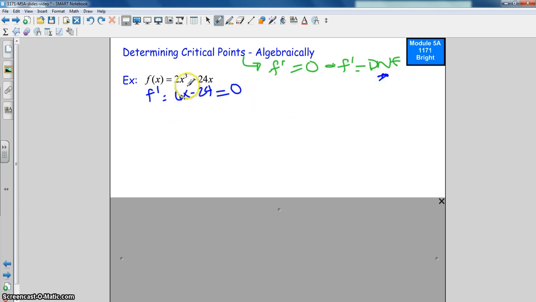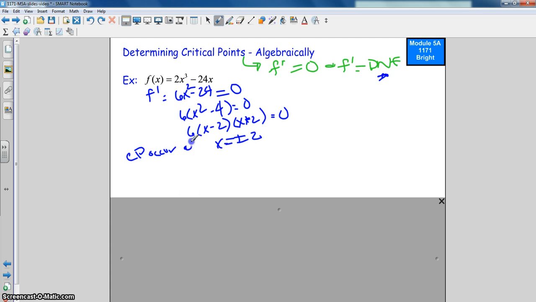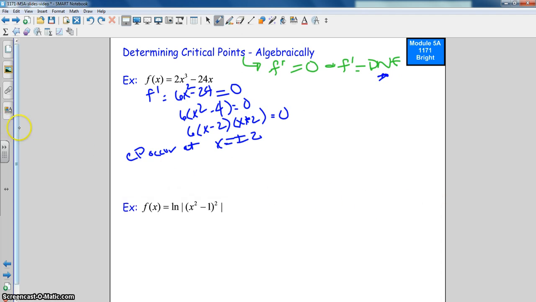But I can go ahead, and I forgot a square. So I'm going to determine this algebraically. Factor out a 6, I get x squared minus 4 is equal to 0. And this factors as x minus 2 and x plus 2. After I solve this, I just get x is equal to plus and minus 2. So those are my critical numbers, or my critical points. My critical points occur at x is equal to plus and minus 2. Not too challenging.